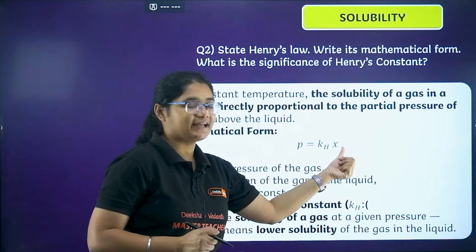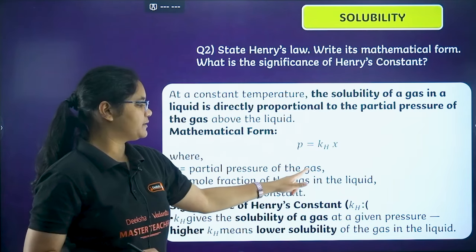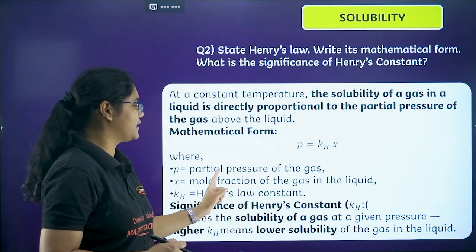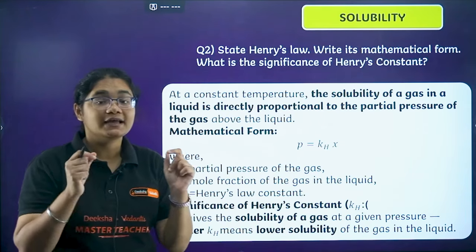P is equal to KH into X, where P is the partial pressure of the gas, KH is the Henry's law constant, and X is the mole fraction of the gas in the liquid.